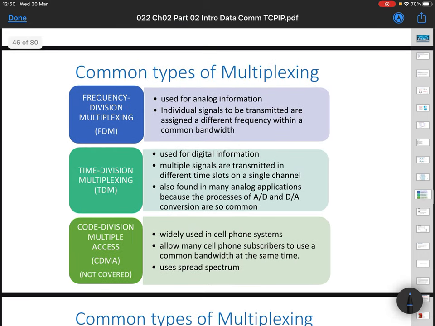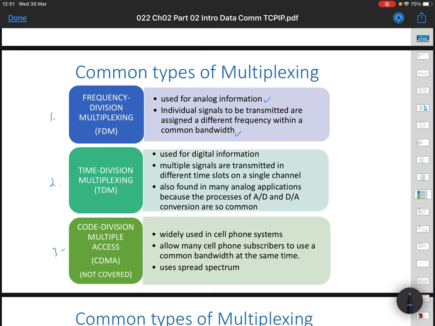Common types of multiplexing, first is FDM, frequency division multiplexing. Second is TDM, time division multiplexing. And third is CDMA, code division multiple access. So these three are the most common types of multiplexing. In FDM, FDM is used for analog information. Individual signal to be transmitted are assigned a different frequency within a common bandwidth.